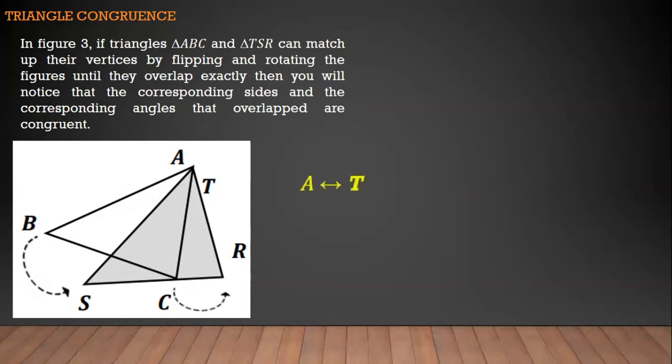So, for example, vertex A corresponds to vertex T. Next is vertex B corresponds to vertex S. Next is vertex C corresponds to vertex R, or vertices A, B, and C correspond to vertices T, S, R. So kung mapapansin nyo, yung order ng pangalan ng triangle ay nagko-correspond doon sa isa pang pangalan ng triangle.